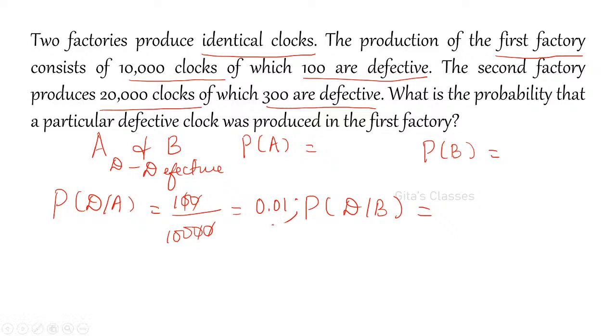0.01 is correct. Yeah. P of A is 1 by 3. Excellent, Nagalakshmi. Very good. Manaswini, excellent. P of D given B. Yes, correct. P of D given B will be 300 are defective out of 20,000.